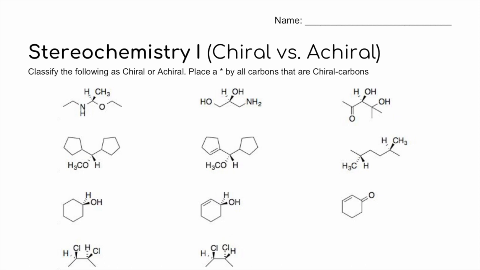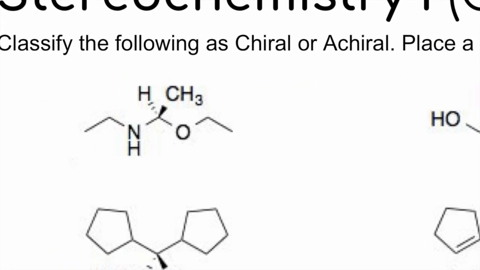So the point of this for stereo 1 is that we are just placing an asterisk on any carbons that are chiral carbons. So usually, guys, it's in the middle. Like you're not going on the outside because I have 3 H's right here. I have 2 H's right here. This is not even a carbon. 2 H's, 3 H's. Not going to work. So I'm really focusing on this C.